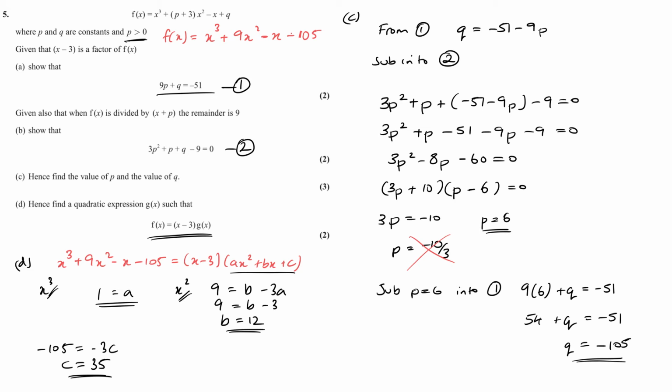So x cubed, let's write f of x equals x minus 3, and then it is x squared plus 12x plus 35. Okay, and there you have it.